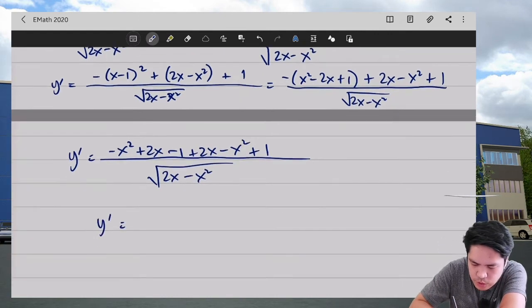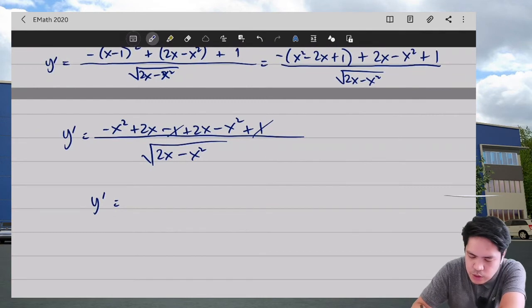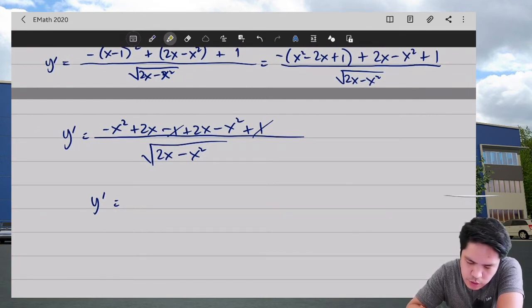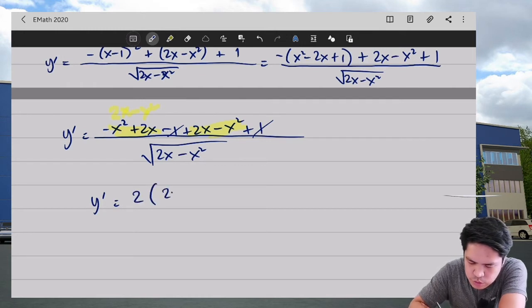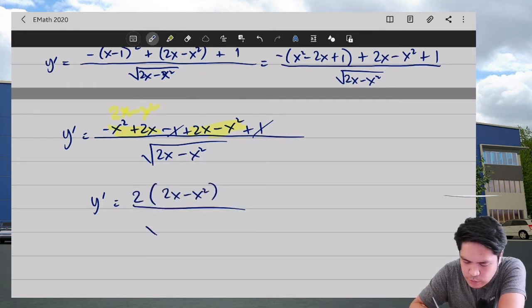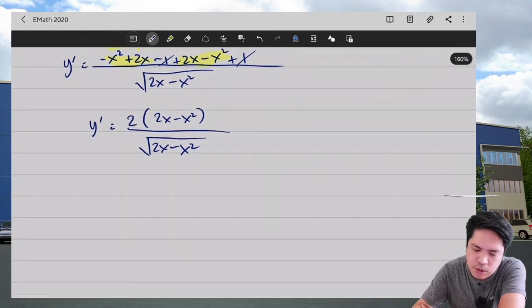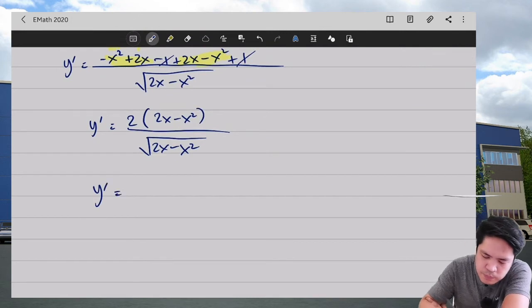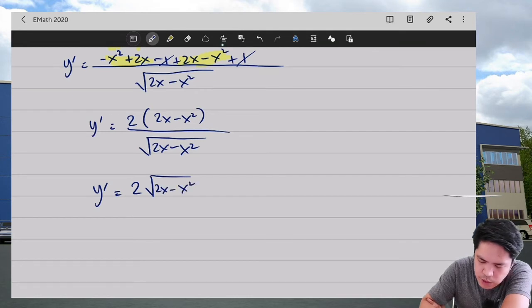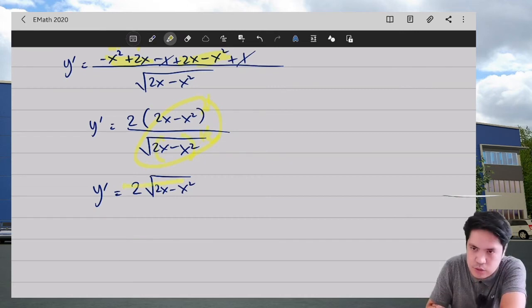So y prime is equal to, we could cancel out 1 here. Basically they are the same, this is still 2x minus x squared, right? If we add that, we'll have 2x minus x squared divided by the square root of 2x minus x squared. That's just algebra. Then y prime now is equal to 2 square root of 2x minus x squared. When we divide this, because this is raised to 1 and this is raised to 1/2, this is our answer.